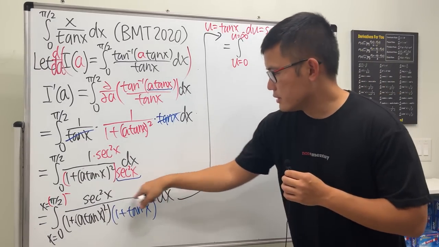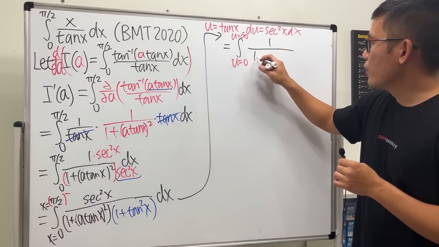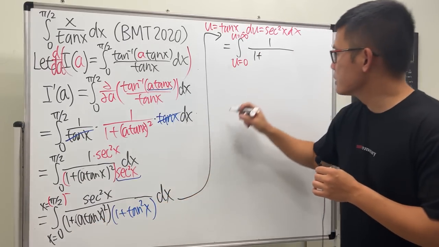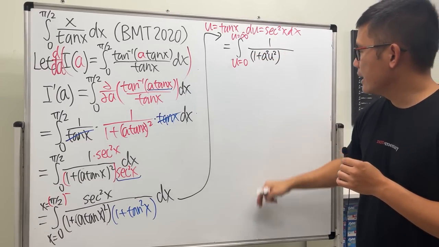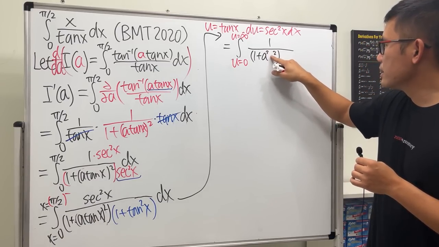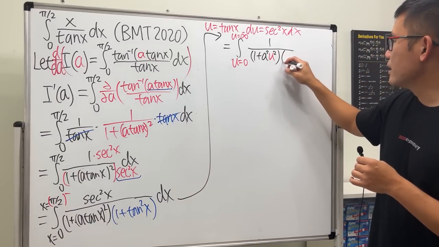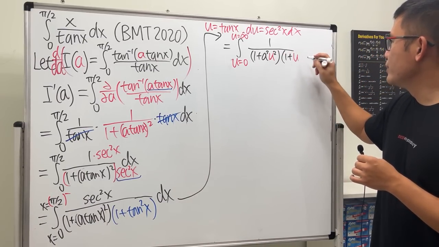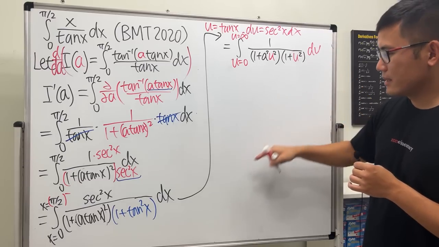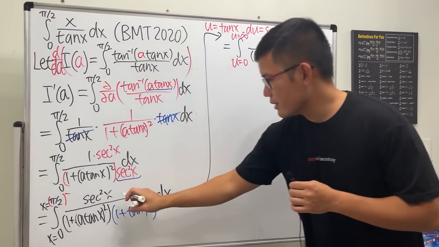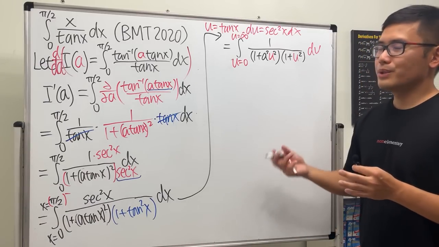Now, this is the du, and then we have 1 over 1 plus a squared u squared. And tangent x is the u, so 1 plus u squared. Oh my goodness. And then du, because this is just du. So that is very nice. Oh my god, so what do we do next?